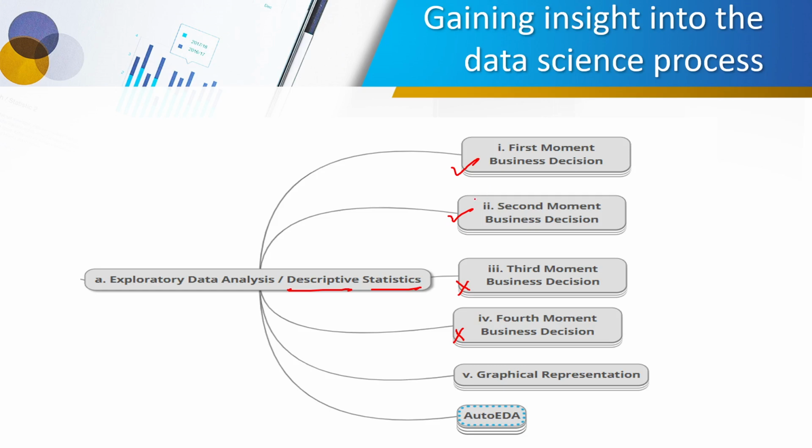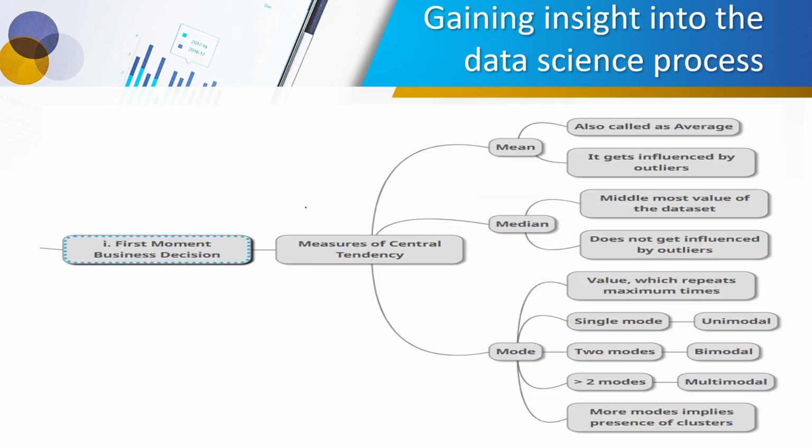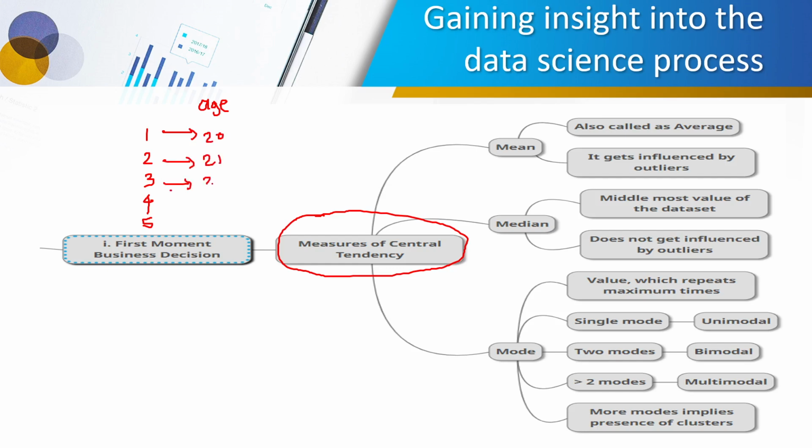Does anyone have any idea what we covered in the first moment business decision? Yes, in the first moment business decision, we are considering the measure of central tendency. Suppose I am considering feature number 1, and that feature is age, and in that I have a total of 5 records. The age of the first person is 20, the second is 21, the third is 22, then 23, and 24. I have 5 records, and I am considering a single feature, which is age. So how are we going to perform analysis based on this?